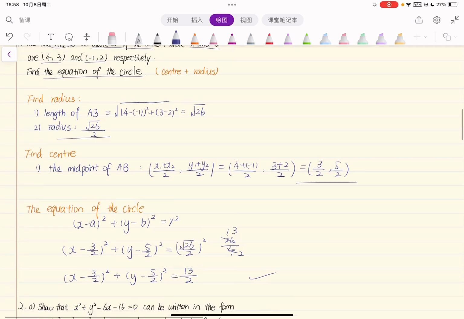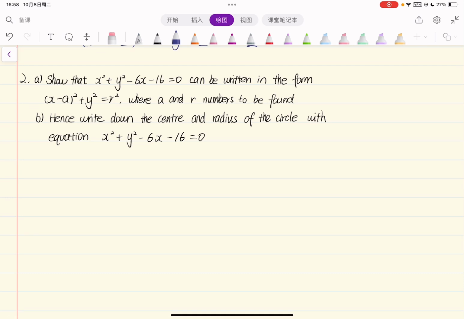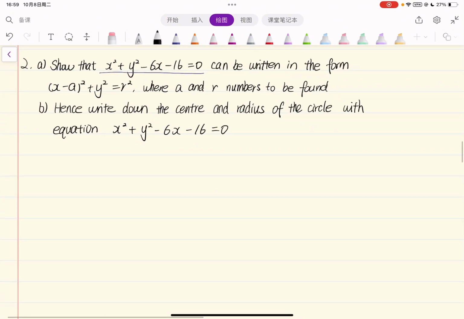Now let us see the second question. For the second one, there is a circle equation that x squared plus y squared minus 6x minus 16 equals 0, and it asks you to write in the form x minus a squared plus y squared equals r squared, where a and r are numbers to be found. Which means you need to do the completing the square when you see this kind of equation.